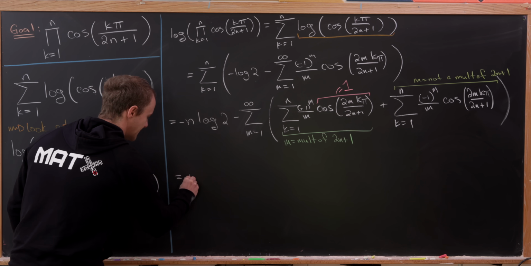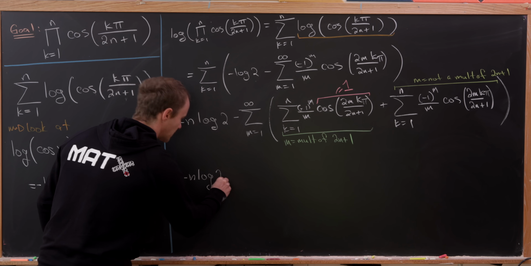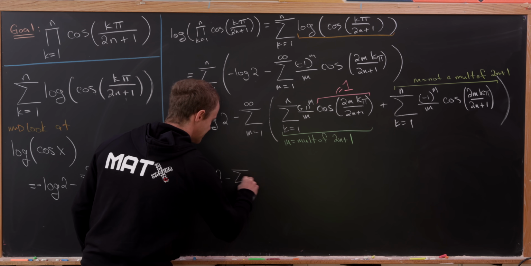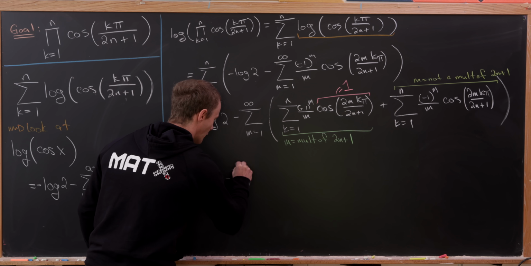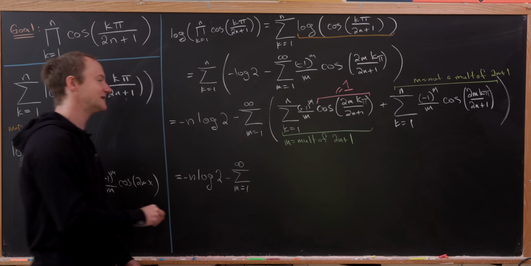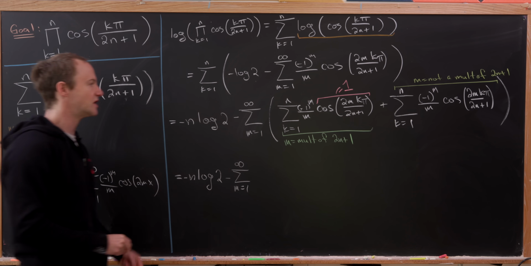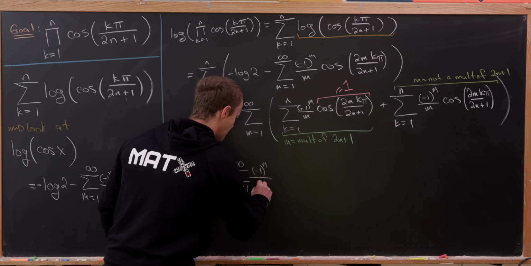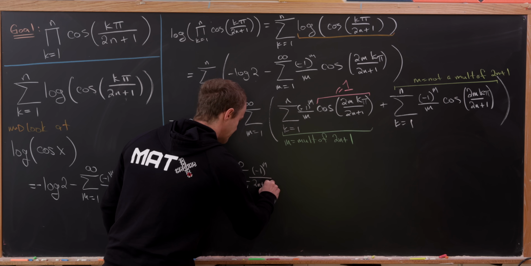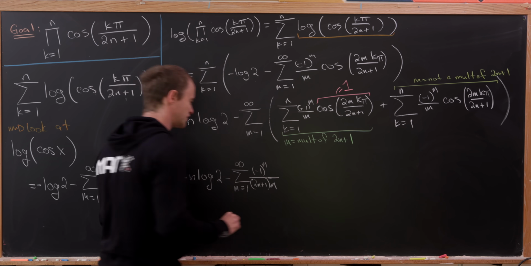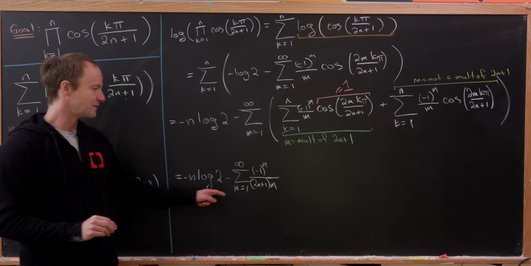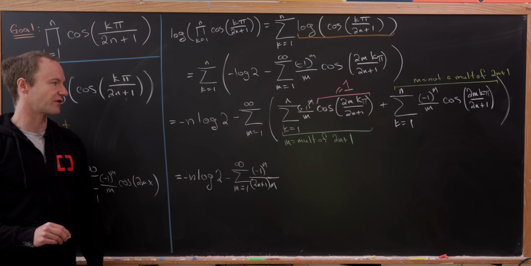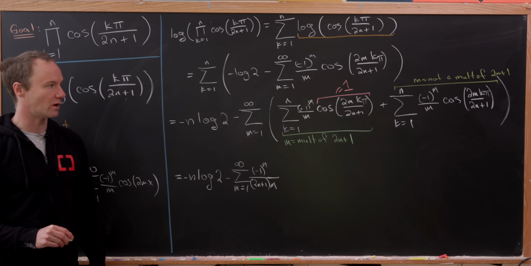So we've got minus n times log of 2, and then minus the sum as m goes from 1 to infinity, where m is a multiple of 2n plus 1. So I can encode that as follows. Minus 1 to the m over 2n plus 1 times m, just by a little bit of re-indexing. So let's observe that that's adding over all of the multiples of 2n plus 1.